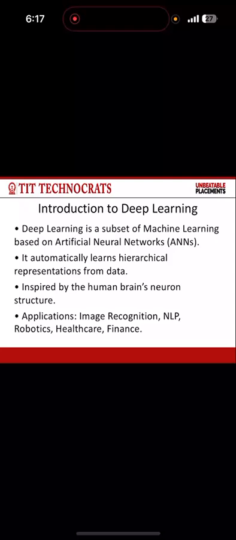So this is the introduction of deep learning. Deep learning is a subset of machine learning based on artificial neural networks, and it automatically learns representations of data, inspired by the human brain's neuron structure. Applications include image recognition, natural language processing, robotics, healthcare, and finance.